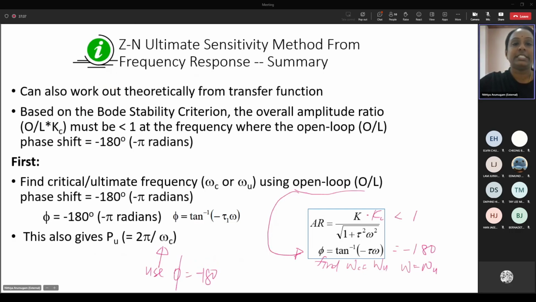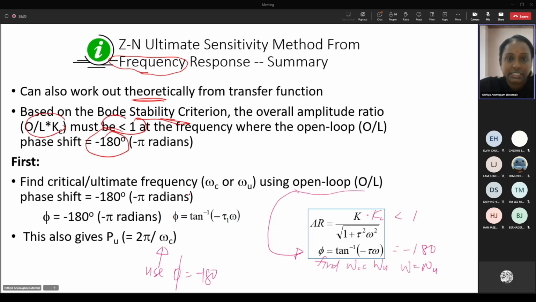Now, the second method is the theoretical method in the Ziegler-Nichols methods, or we call that the frequency method. We can derive this by theoretically performing the transfer function. In the theoretical Ziegler-Nichols method, based on the Bode stability criterion, the overall amplitude ratio must be less than 1. This is the same for the experimental method and also for the theoretical method. And also the phase shift will be negative 180 degrees.